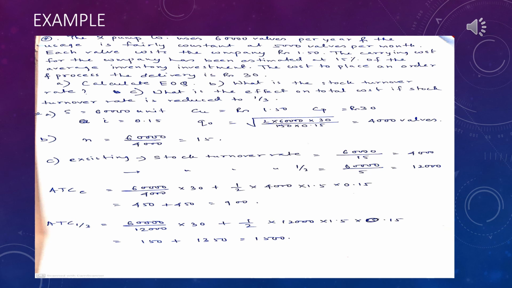Moving back to the annual inventory cost or the annual total cost, the formula is pretty much the same. The annual ordering cost is S by Q into CP, and the annual inventory carrying cost is Q by 2 into CU into I. If we put in the values, we can easily find the annual total cost to be 4000. This is one of the easier sums of EOQ.